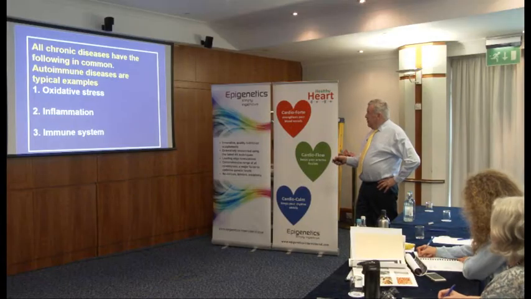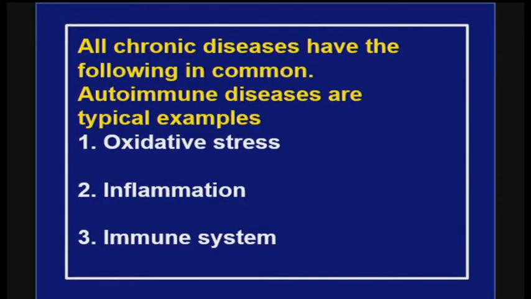So all chronic diseases have the following in common. Autoimmune diseases are typical examples of oxidative stress, the key parts to that diagram, inflammation, and overactive or underactive immune systems.